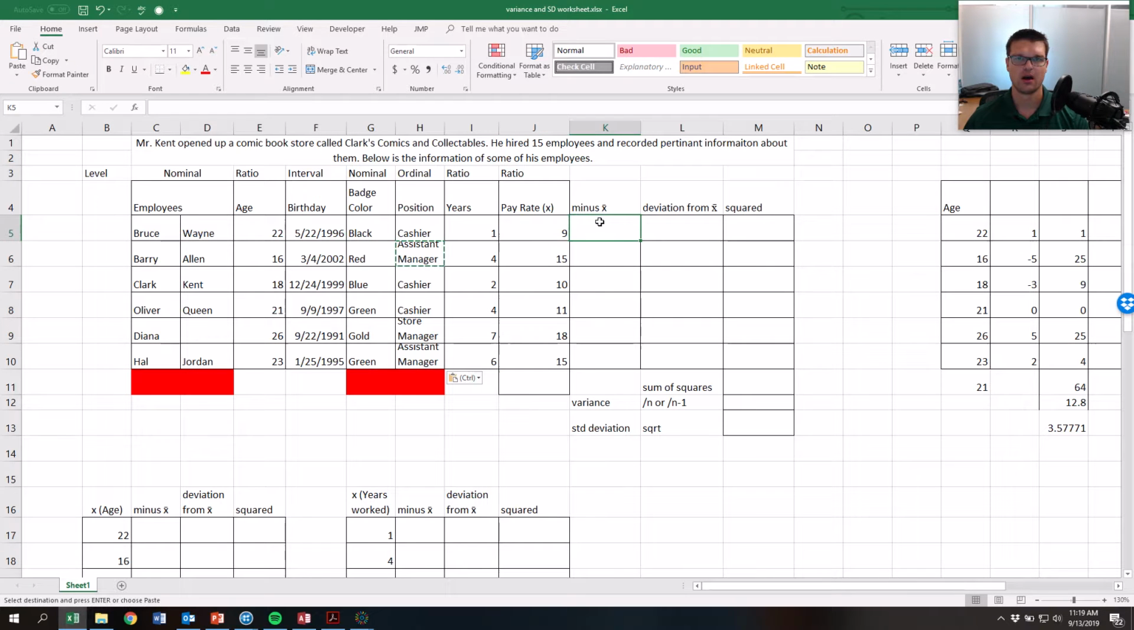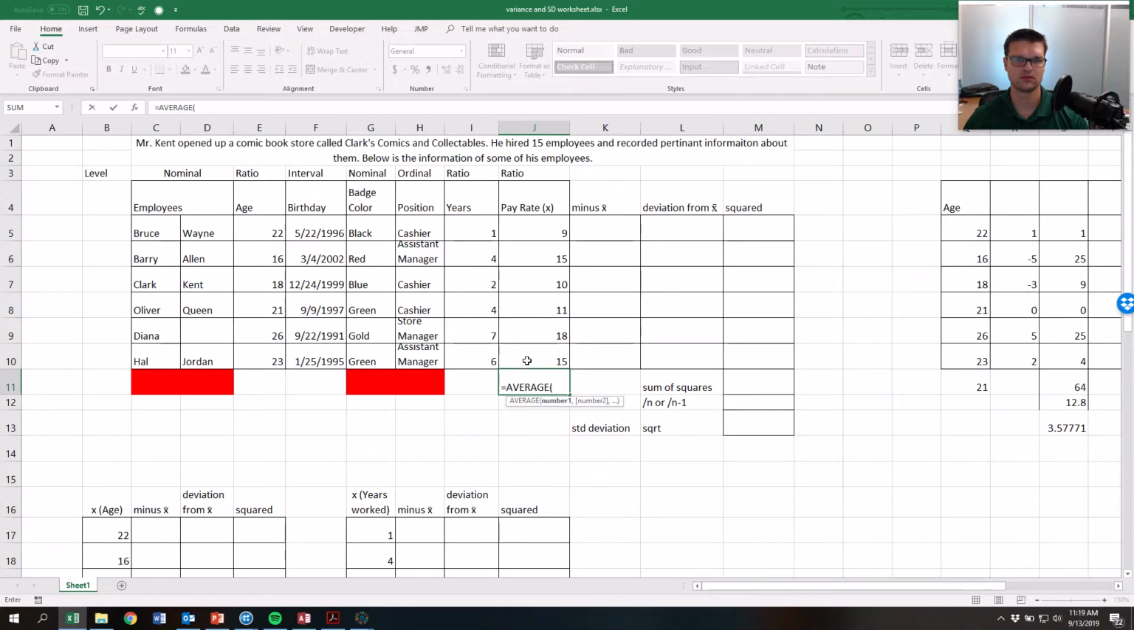Okay. So make sure that you've got your sheet out and you're following along with that. So we're going to do the pay rate. So pay rate is 9, 15, 10, 11, 18, and 15. So the first thing that we're going to do is do average.